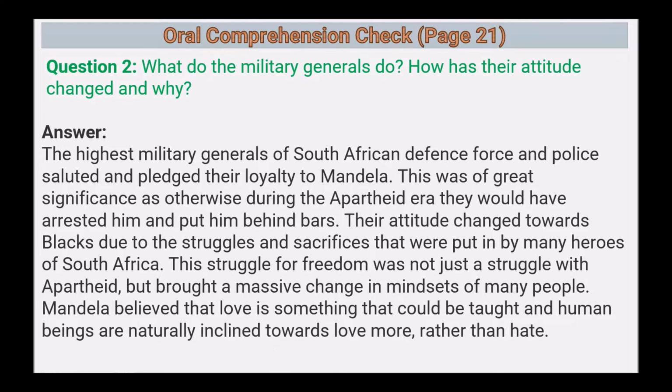Next, what do the military generals do? How has their attitude changed and why? The highest military generals of the South African Defence Force and Police saluted and pledged their loyalty to Mandela. This was of great significance, as otherwise, during the apartheid era, they could have arrested him and put him behind bars. Their attitudes changed towards blacks due to the struggles and sacrifices put in by many heroes of South Africa. This struggle for freedom was not just a struggle against apartheid, but brought a massive change in the mindsets of many people. Mandela believed that love is something that could be taught, and human beings are naturally inclined towards love more than hate.